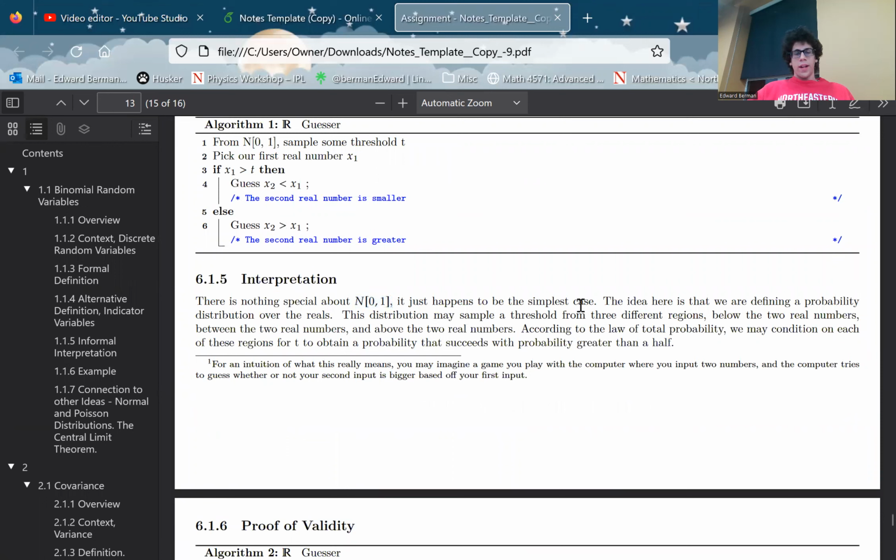The idea here is that we're defining a probability distribution over the reals, and that distribution may sample a threshold from three regions. One where the threshold is between the two real numbers, one where it's less than both of them, and one where it is greater than both of them.